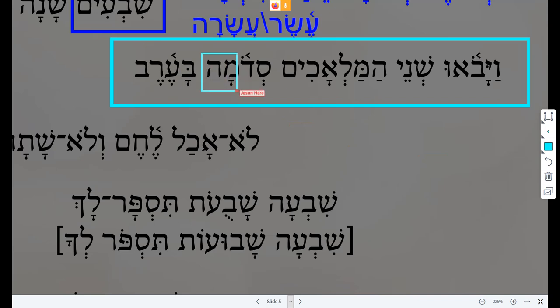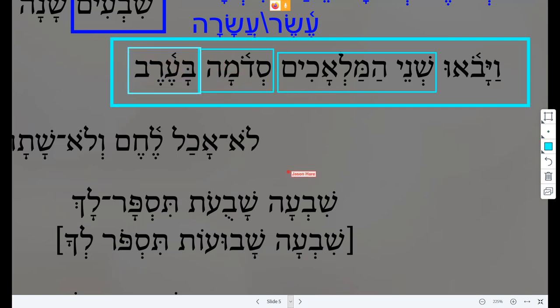What is that ah ending? If we know that the city is called Sodom, it means towards. It's directional. Exactly, directional. So this is from the word bo, lavo, to come. Vayavo'u, they came, and this is the subject, shnei hamalachim, the two angels, Sodoma, to Sodom, and ba'erev, in the evening.